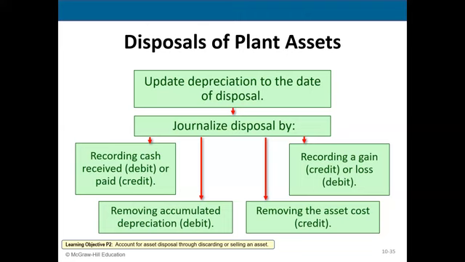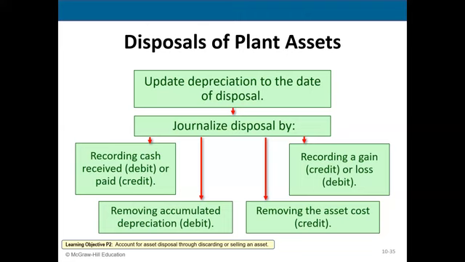Now, we do this in really one of two ways. If we're selling it and we're just getting the scrap or whatever, we debit cash if we receive it, or if we're paying it, we credit it, as you know. And then we remove the accumulated depreciation with a debit.